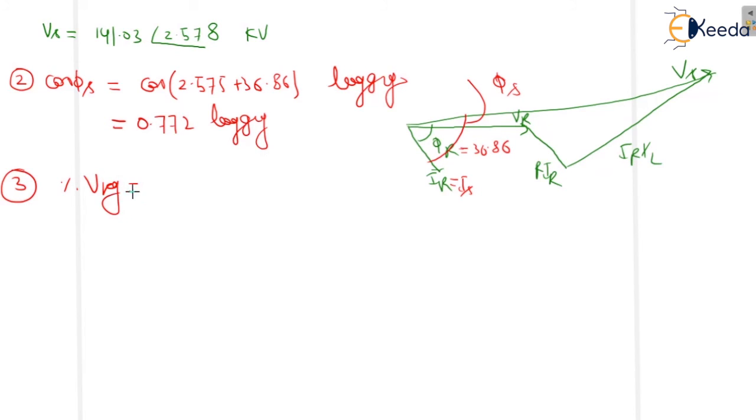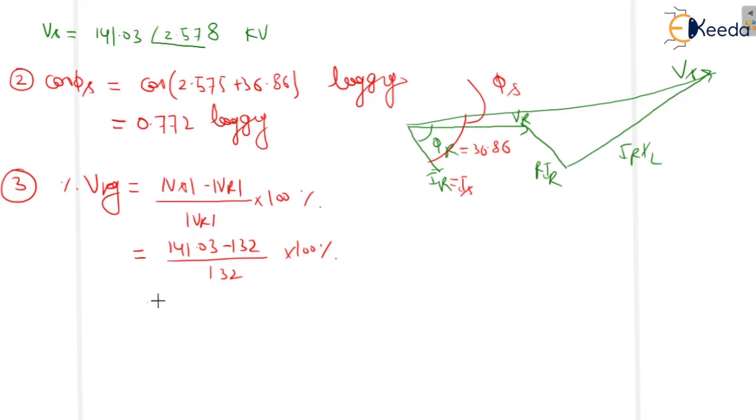Now the third point we are discussing is percentage voltage regulation. Percentage voltage regulation is equal to (Vs upon A minus Vr) upon Vr into 100%, but the A value we have calculated is 1 in case of a short transmission line. So it is Vs minus Vr upon Vr into 100%. This voltage regulation value will change whenever we take a different transmission line. So Vs is 141.03 minus 132 upon 132 into 100%, and this is coming out to be 6.842%. Now this is the third point.